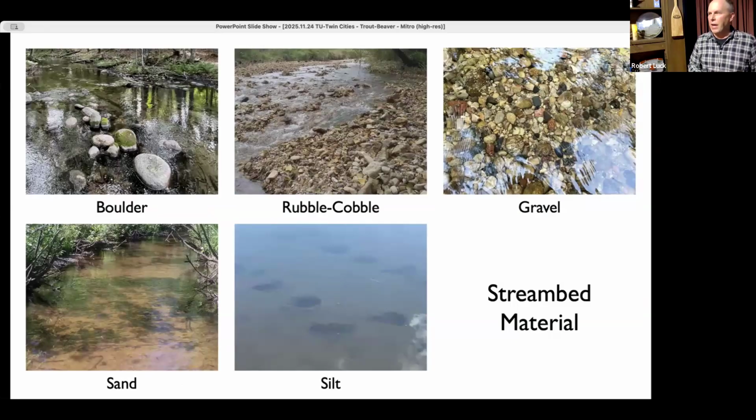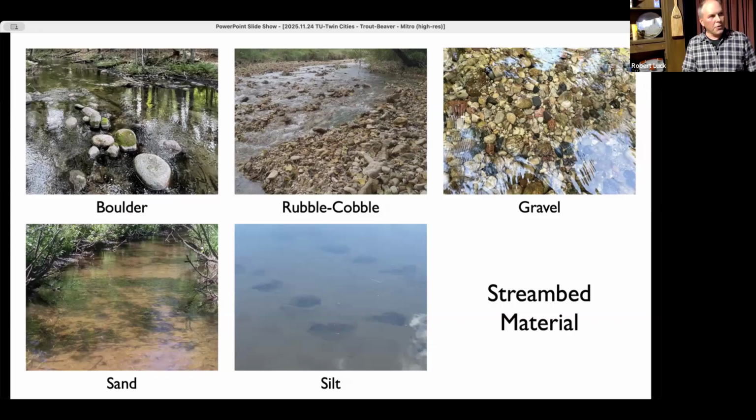What you lose also when that happens is the complexity of the substrate that you typically have in a stream. So we classify substrate based on the coarseness of the material in the stream bed. So you have your boulders, your bigger material, provides good fish habitat in many cases. Rubble, cobble, somewhat in between, gravel, smaller, very important for trout spawning.